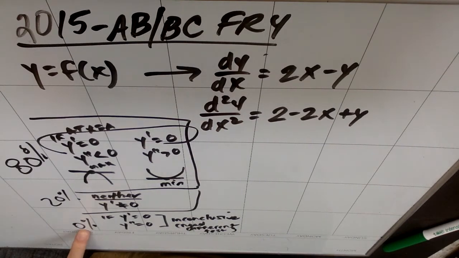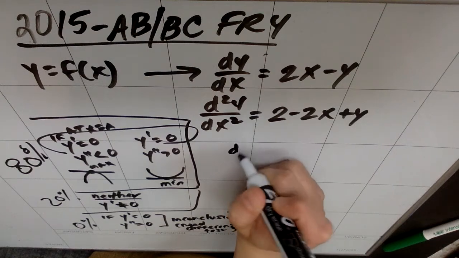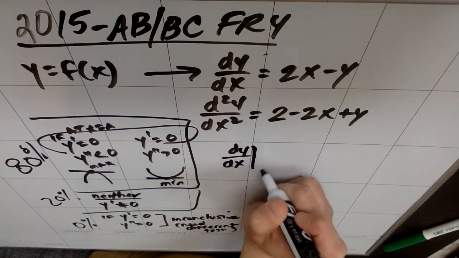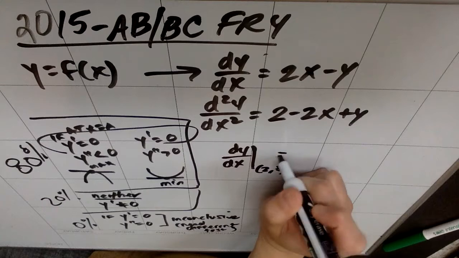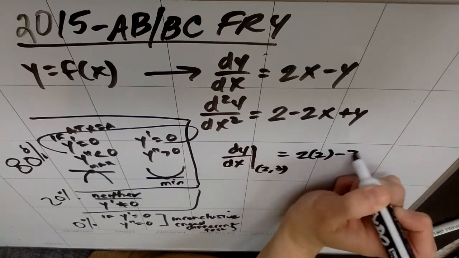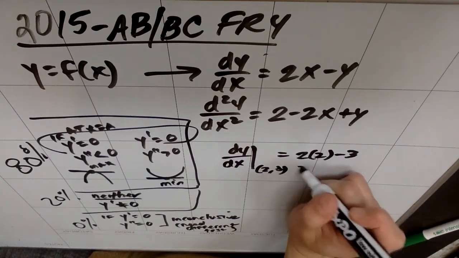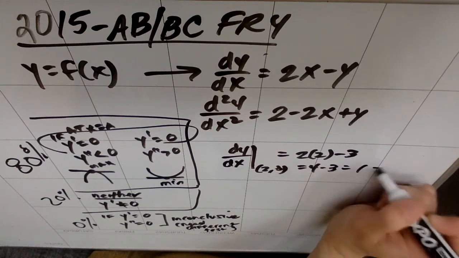Again, it might be like 0.001% of the time it might happen. So let's finish this out and see what situation we're looking at. If I try dy/dx evaluated at the point (2, 3), when I plug in, I'm going to get 2 times 2 minus 3. Well, that's really interesting, because what I end up getting is 4 minus 3, which is 1, and 1's not 0.